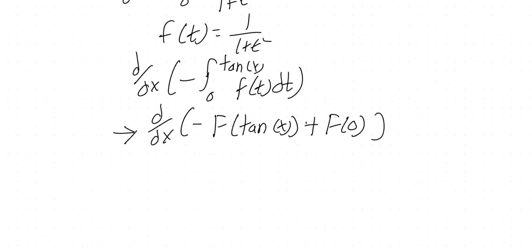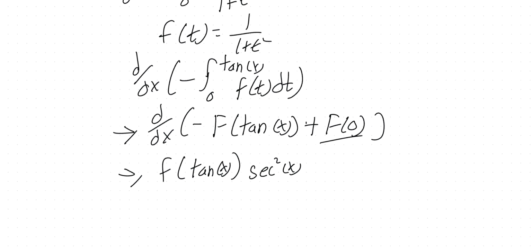This derivative is going to be similar to the same thing. Remember the derivative of tangent is secant squared. And then this is still 0. So this is our final answer. I should plug in F. F was, I believe, 1 plus x squared. So we get this.